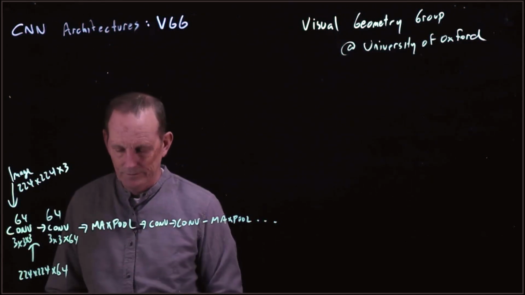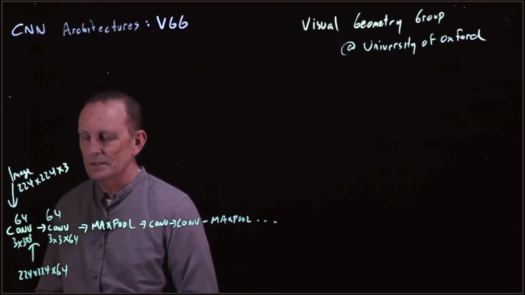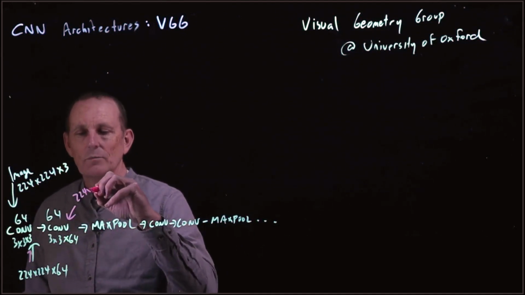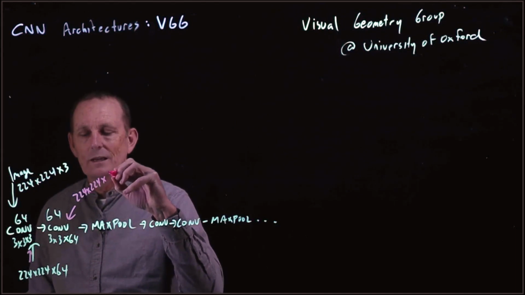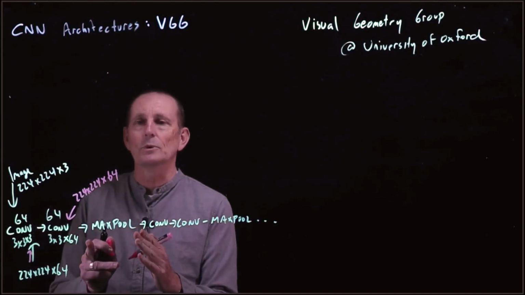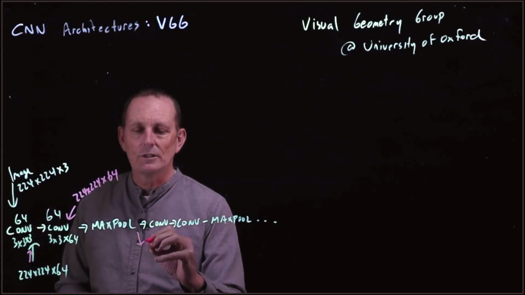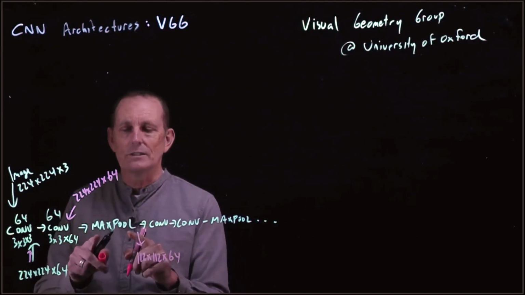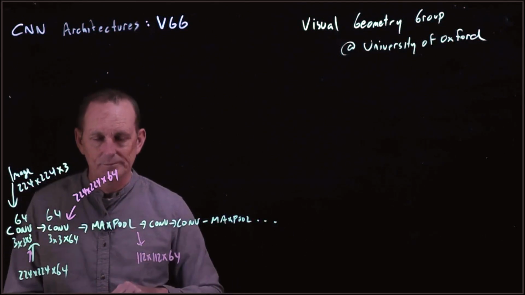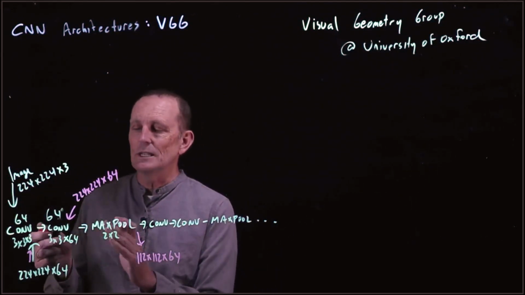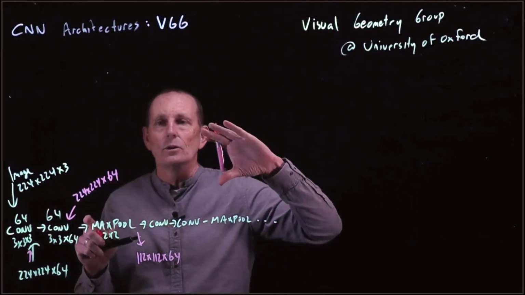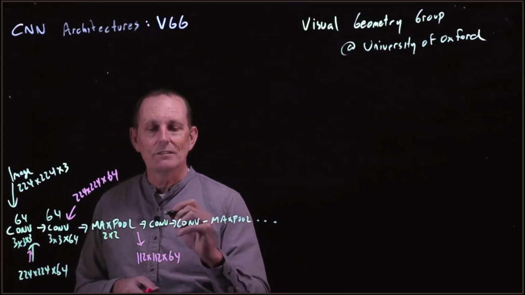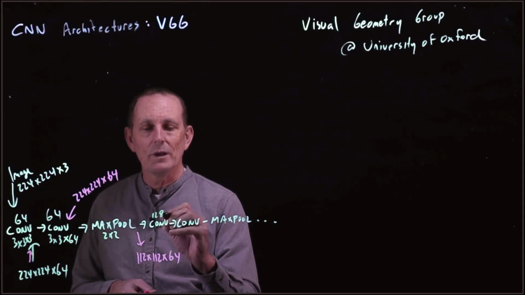Coming out of here, this is now going to be 224 by 224 by 64. We go through a max pool, which makes it smaller. So this will now be 112 by 112 by 64. This is a 2 by 2 max pool. Now that we have decreased the horizontal and vertical dimensions, we go ahead and increase the depth. So instead of having 64 convolution layers, we'll bump it up to 128.